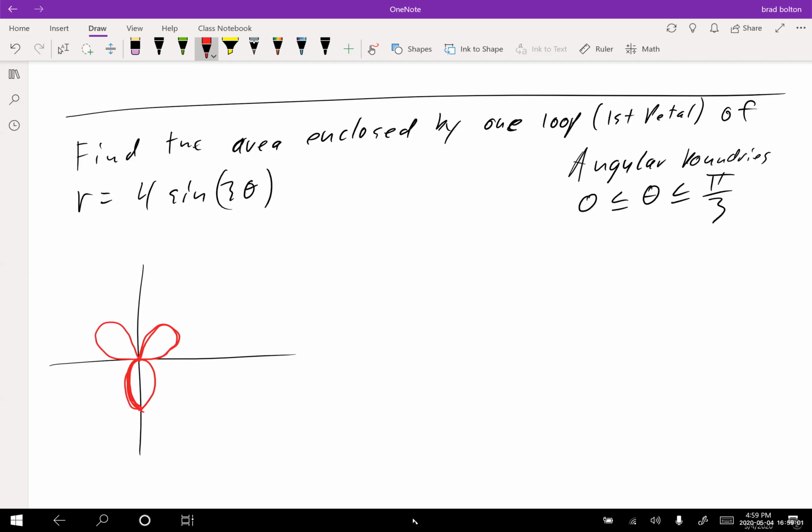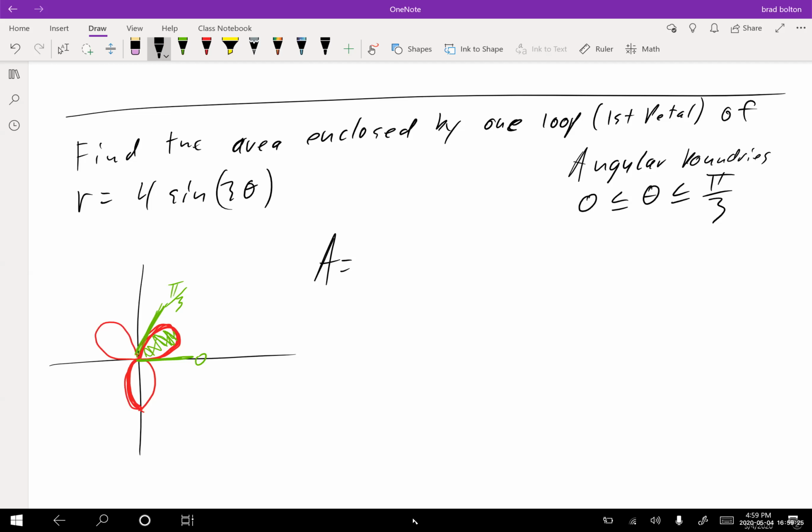There are ways to make them not symmetric, if you wanted to mess with everything, but we're going to try to stick to all of our graphs being symmetric like this. So then our sweeping is right here. We have our 0 angle right here, and then we have our pi thirds angle right here, and then all the area in between there.